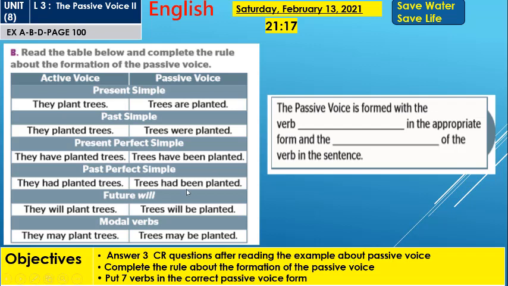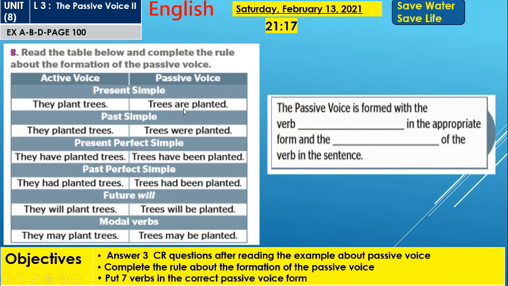Let's start with this table before completing the rule. So here we have some examples in which we have the active voice and the passive voice. If the passive voice is "trees are planted," the active is "they plant trees." Look here, the object trees takes the subject position. The verb plant is in the present simple, so we need "are" here because it's plural.